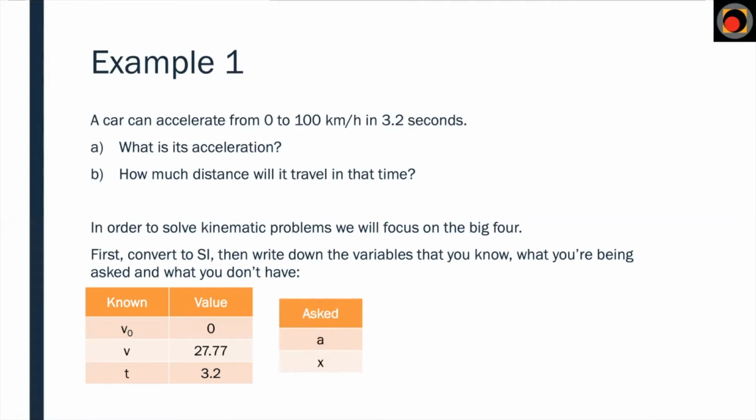Now, you should write down what you're being asked for. It's asking you for the acceleration, which is A, and the distance traveled, which is X. Now, we begin with our frame of reference.